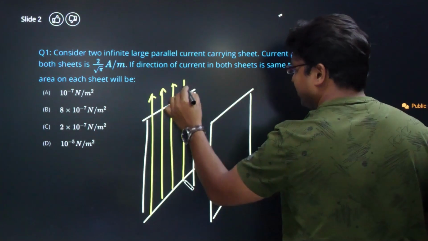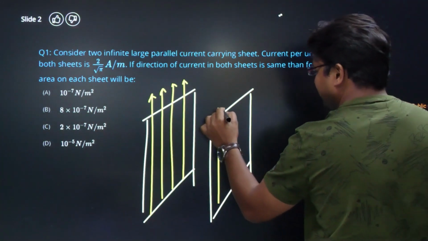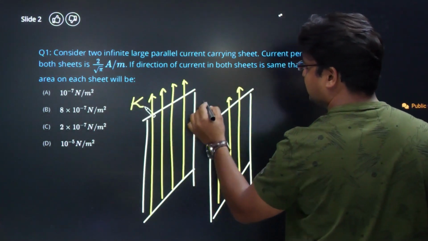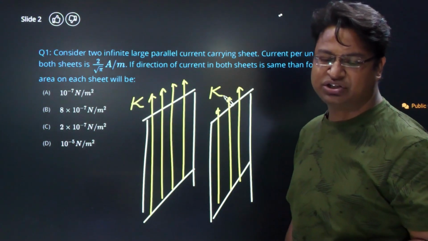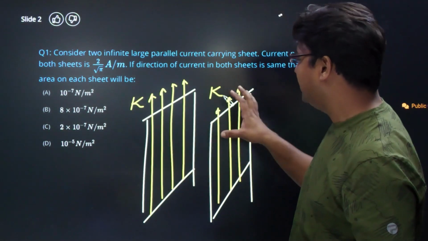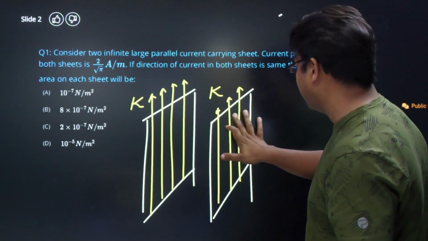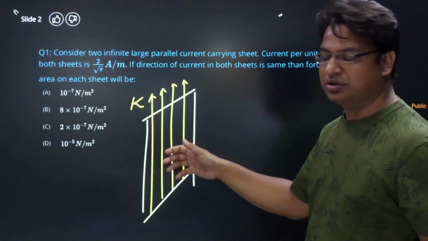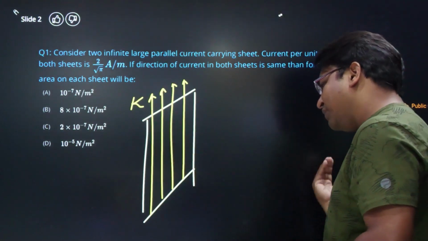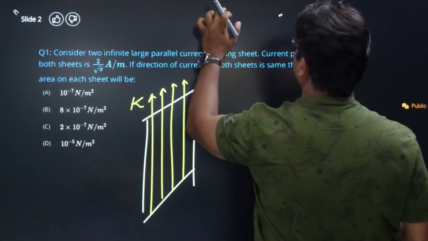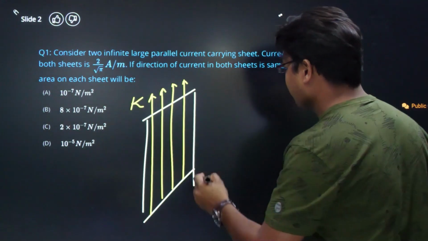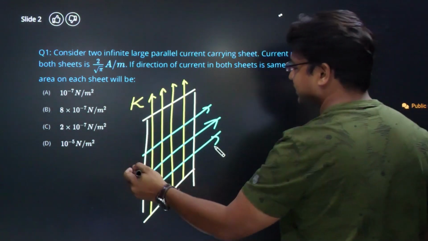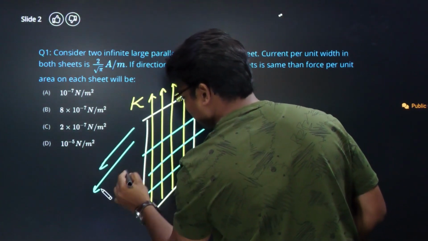So this is what is there, and we have been given the value of current per unit length, which we represent as K. Usually this is represented by the K symbol. So K is the current per unit length of these sheets. Now if we ignore the presence of the second sheet for now, and talk about the magnetic field produced by one sheet, this sheet is carrying an upward current, so on the points in front of it, it will create a magnetic field in the inward direction. It will create a horizontal magnetic field like this, and on that side the field lines will be opposite to what we get on this side.